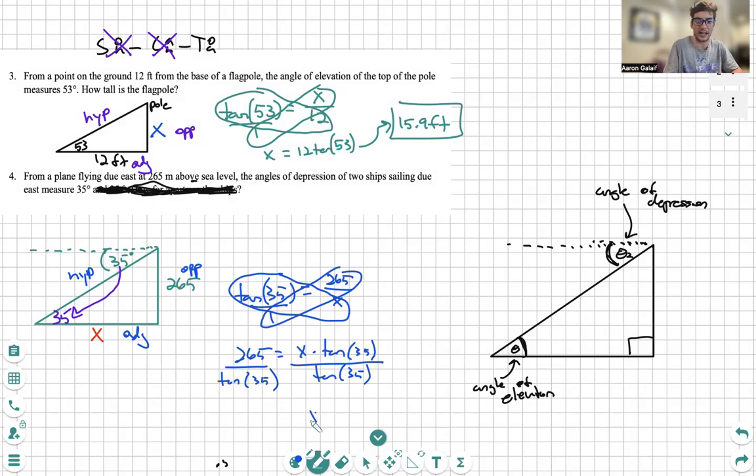And we get our answer as we plug into our calculator, 265 divided by tan 35. We get 378.5 meters. And that's how far our ship is from the base of where the plane would be. That is how we solve angle of depression and angle of elevation.